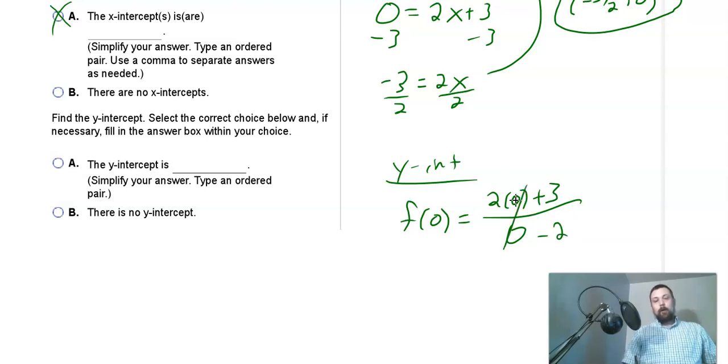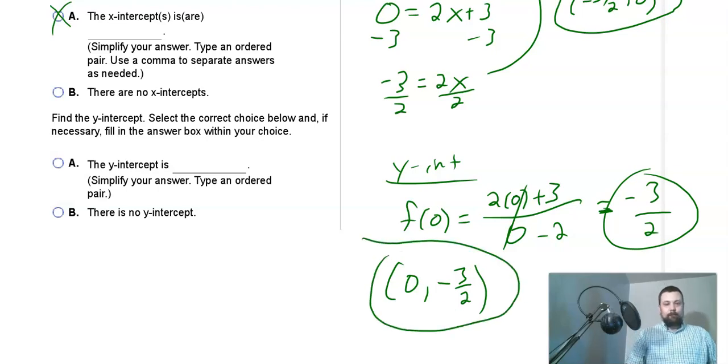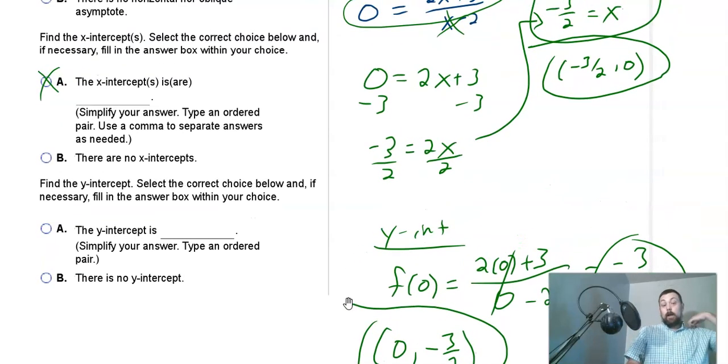These just go away, right? When you plug in 0, those just equal 0. They just disappear. And you end up with negative 3 halves. And so my y-intercept is (0, -3/2). So that'd be the y-intercept. All right. And so that would be the answer here.